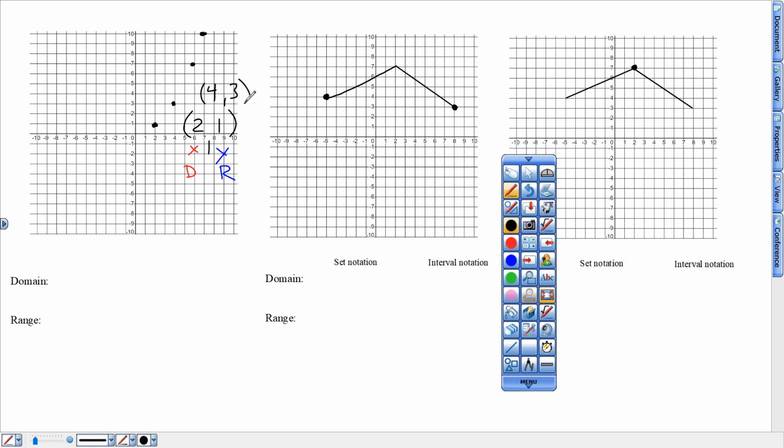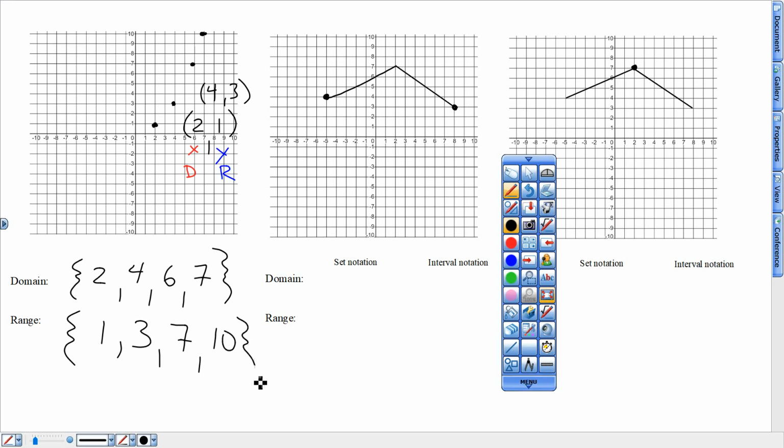All you got to do for domain is list all of the X numbers there. So that's 2 from that first coordinate, 4 from that second coordinate, 6, and then that last one's going to be 7. Again, just using your eyeball to get those numbers to write down. Range are the Y numbers from those coordinates. So that first coordinate, the Y number is 1. The second one, the Y coordinate is 3. The third one, the Y coordinate is 7. And the fourth one, the Y coordinate is 10.